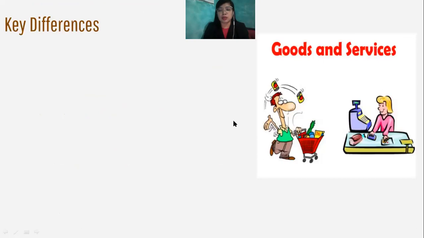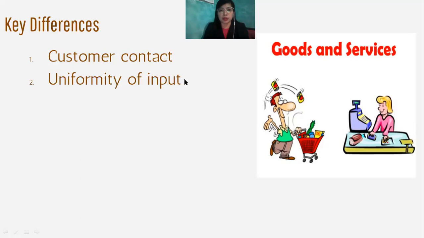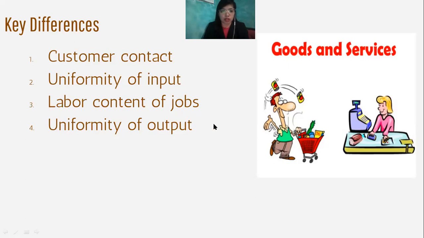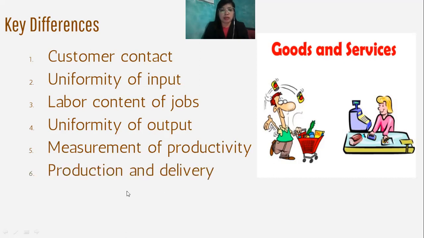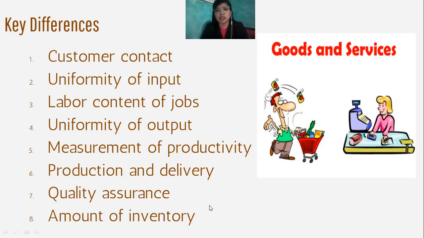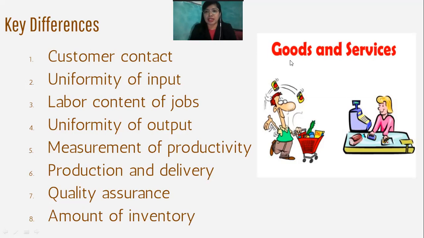What are the key differences between goods and services? First is the customer contact, then uniformity of input, the labor content of the jobs, of output, the measurement of productivity, the production and delivery, the quality assurance, and the amount of inventory. Just bear in mind that when we say goods, these are tangible products, and when we say services, these are intangible products. As we have those keywords in our minds, we can explain how they differ from each other.